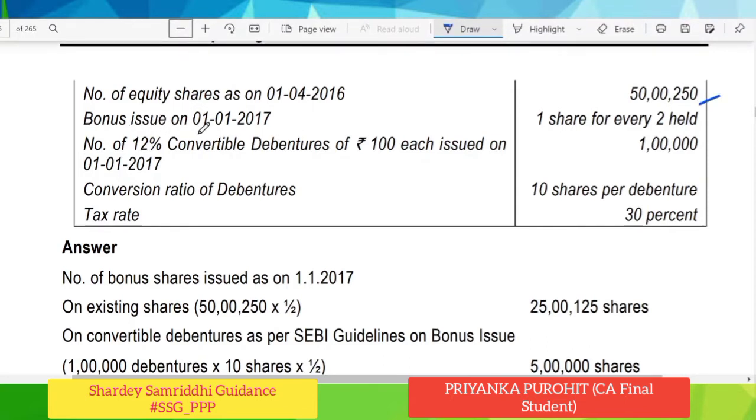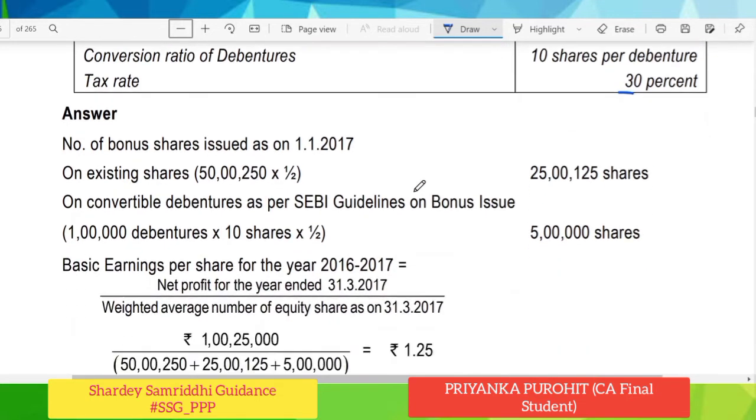Bonus issue is done on 1/1/2017. That is one share for every two held. Number of 12% convertible debentures of rupees 100 each are issued on 1/1/2017, that is on the same date, 1 lakh. The conversion ratio of debentures is 10 shares per debenture. The tax rate is given to us, 30%. So we know both these, issue of bonus as well as issue of convertible debentures, both are dilutive in nature. So how we will compute that?